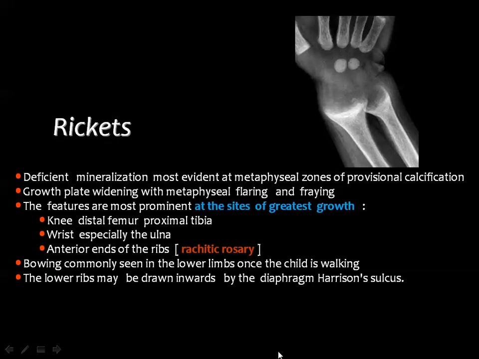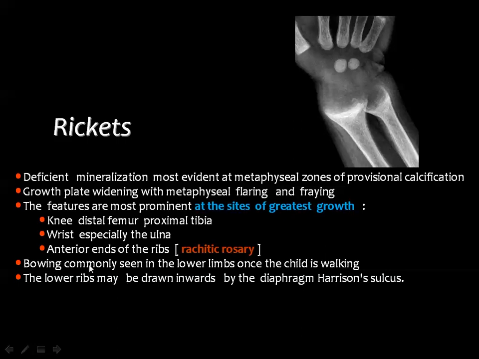Then deficiency of mineralization of the bone is seen at the metaphyseal zones of provisional calcification, the end of long bones. And this will affect the growth plate at particular sites, especially the knee, the wrist, and the anterior ends of the ribs, which are swollen. All these areas are swollen, and this is known as rachitic rosary beads.